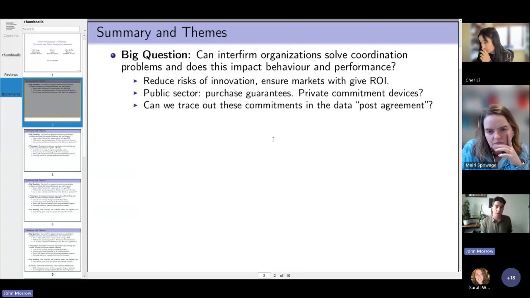So I think a bigger question here is, are firms capable of making these similar private commitment devices with each other through these standard organizations? We all have the same standard.